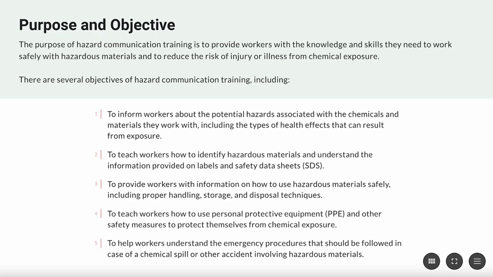To teach you how to identify hazardous materials and understand the information provided on labels and safety data sheets. To provide you with information on how to use hazardous materials safely, including proper handling, storage, and disposal techniques. To teach you how to use personal protective equipment and other safety measures to protect yourself from chemical exposure. To help you understand the emergency procedures that should be followed in case of a chemical spill or other accident involving hazardous materials. It is important that you pay attention during this training.